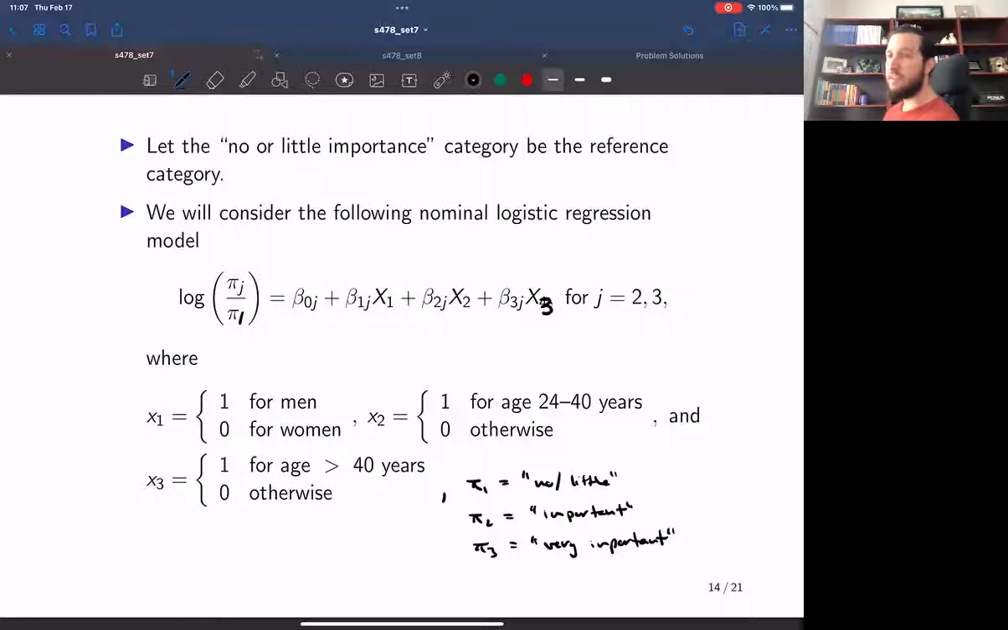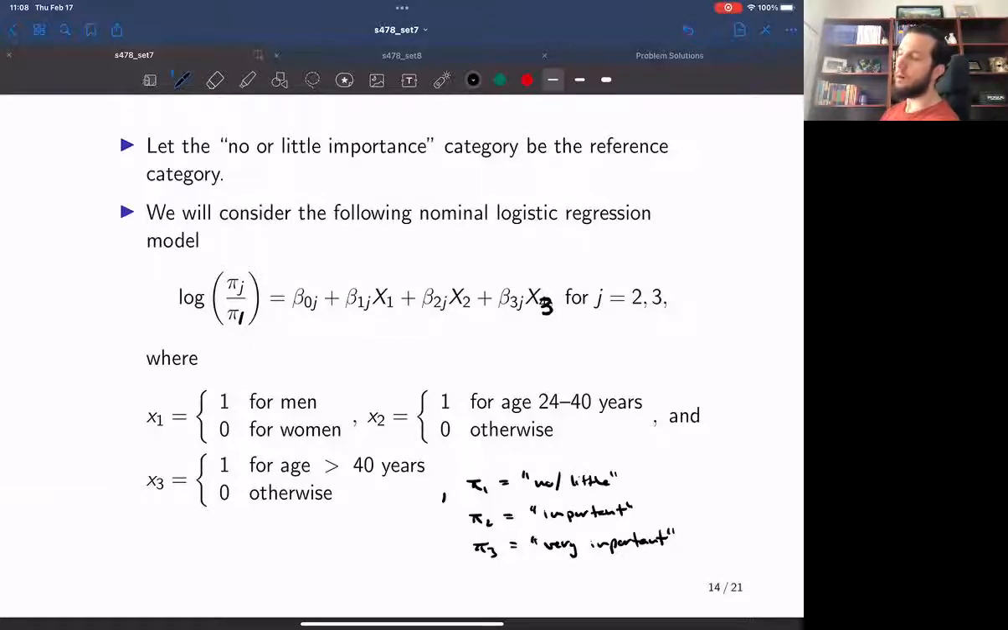In terms of the assignment, that doesn't really matter as long as you're able to interpret what the reference is based off the output. But if you do want to set your own reference level so you can interpret the model in a way that you think is most appropriate, you do have that ability. So for our particular model, we are modeling the log odds of important to no/little importance and very important to no/little importance, using x1, where 0 is going to represent the female sex. So that's our reference level.